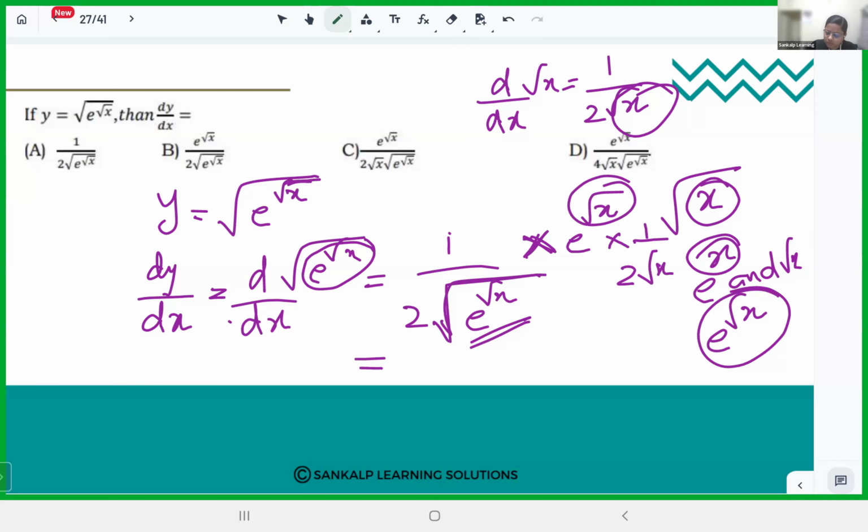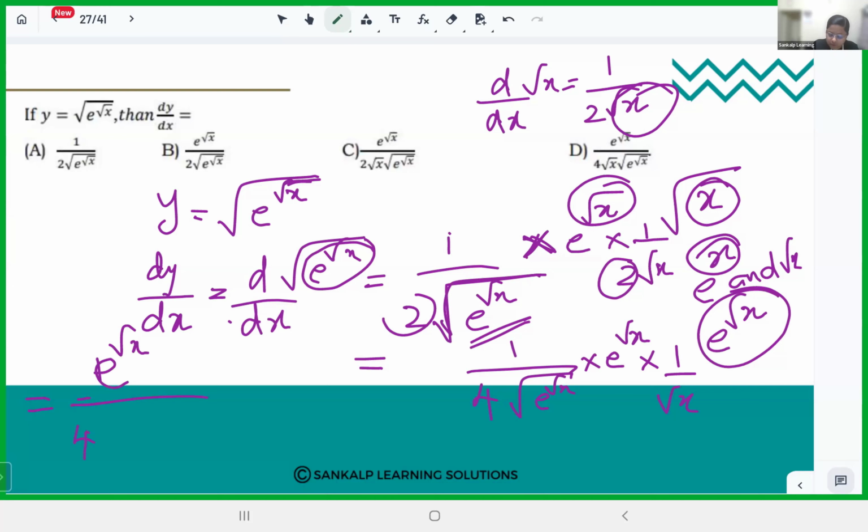So what is the value here? In total value, 2 into 2 will become 4. So 1 by 4 root of e raised to root x. And there is e above, right? E raised to root x into 1 by root x. So this can be written as, here I'm writing the answer. In the numerator, it is e raised to root x, and in the denominator, it is 4 into root of e raised to root x into root x. Okay, so this is our answer. So which option is right here? E raised to root x over 4 root x, root of e raised to root x. So option D is right. All right.